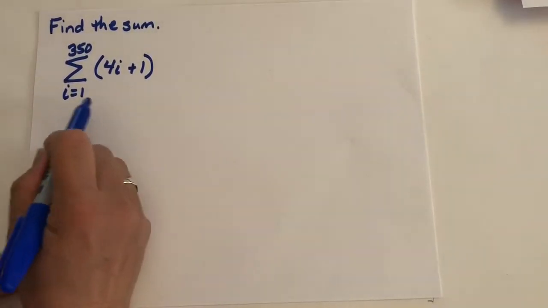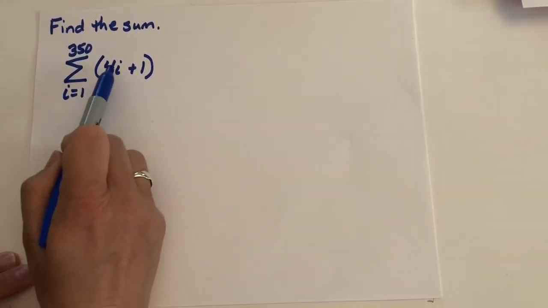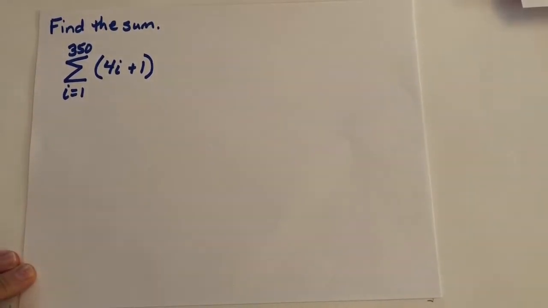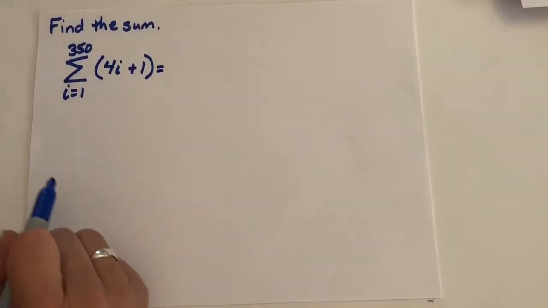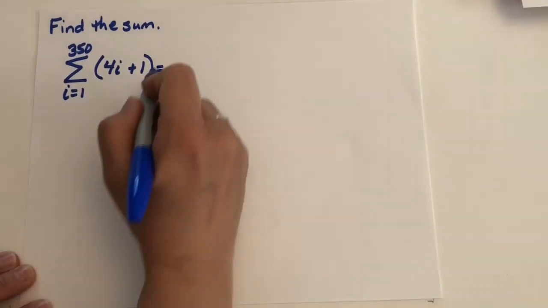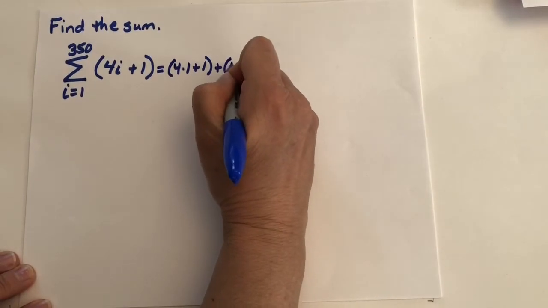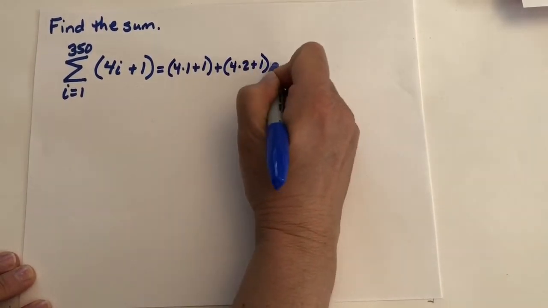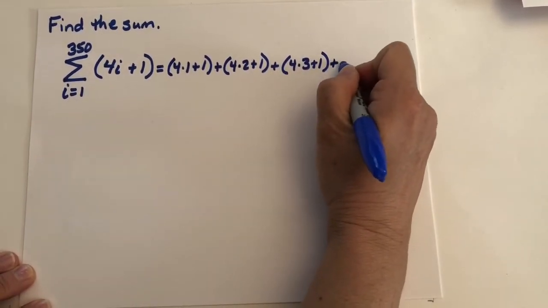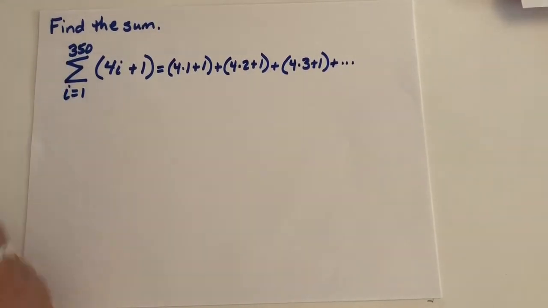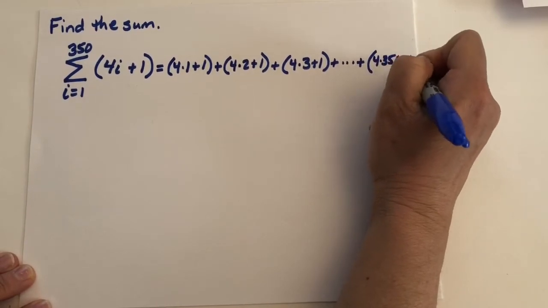So remember, with sigma notation, we substitute in 1, and then 2, and then 3, and then 4, and keep going until you get to 350. So I'm not going to represent all 350, but let's jot down a few. So we substitute in 1, so we have 4 times 1 plus 1. We substitute in 2, 4 times 2 plus 1. Let's substitute in 3, 4 times 3 plus 1. And then we would keep going, and let's substitute in the last term. It is 4 times 350 plus 1.